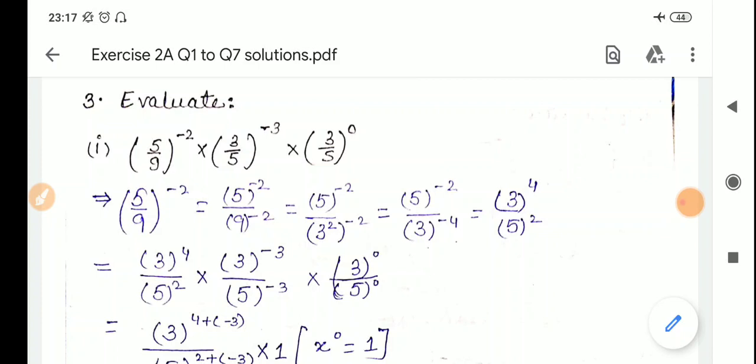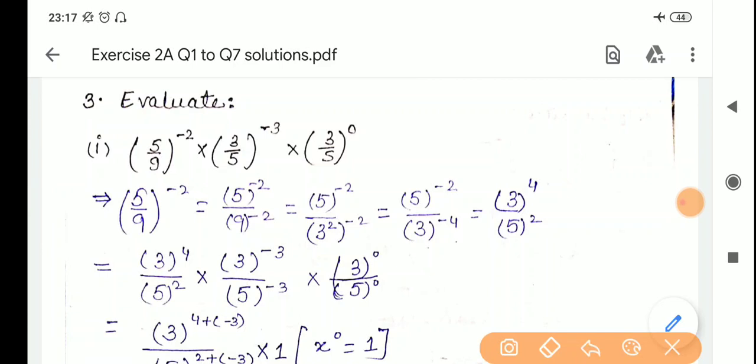First of all, in these types of questions, as in the second question we have seen that the bases were equal or the same, correct? So here also we will try to find if in any case we can make the bases equal, because the multiply sign is there. If we can make the bases equal, then we will add the powers and solve our question. So here in this question, let's see what we are going to do.